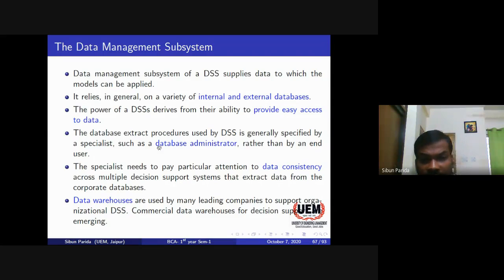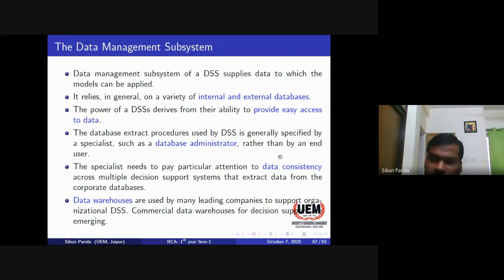That's why I mentioned that the database extract procedures used by a DSS are generally specified by a specialist such as a database administrator rather than by an end user. You cannot access or modify the database as efficiently as a database administrator, who is a specialist, has done some course, and has knowledge about the database. So the specialist needs to pay particular attention to data consistency.